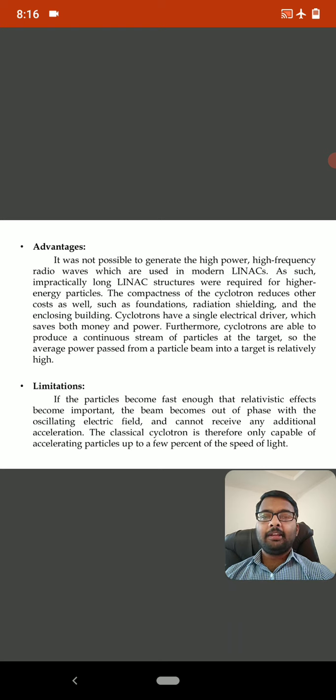And in the last part of this chapter, that is nuclear instruments, we have the discussion on detectors and accelerators. In the detectors, we have discussed the GM counter, that is the Geiger-Müller counter, and the scintillation counter. And in the accelerator part, we have discussed the linear accelerator, and in today's session the cyclotron accelerator. So in brief, this is the syllabus of this third chapter, that is nuclear physics.